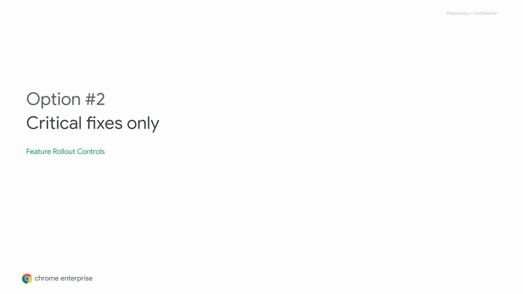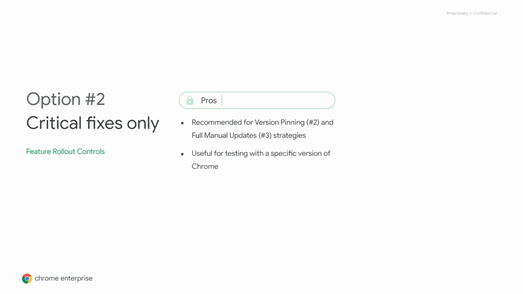Which brings us to the second option, critical fixes only. This is the option we recommend if you're doing version pinning or full manual updates. This option is also useful for hands-on testing with a specific version of Chrome. And users will continue to receive critical security fixes faster.